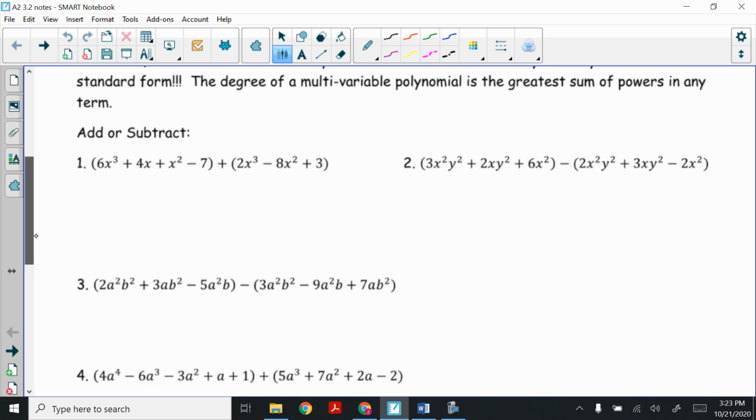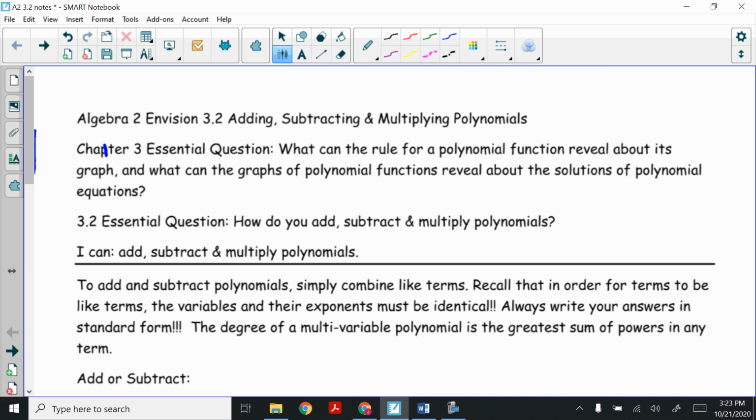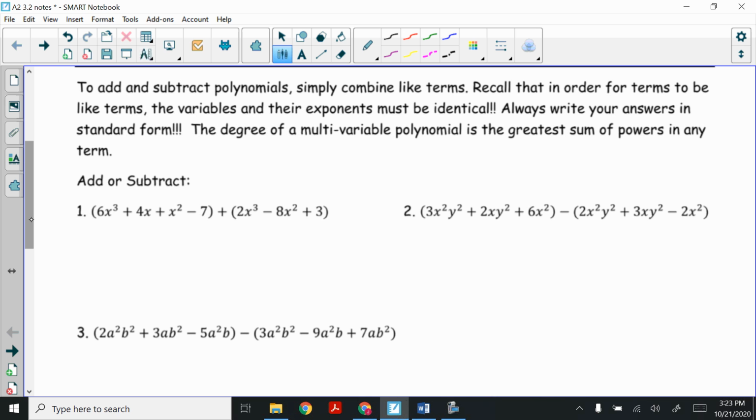So 6x cubed plus 4x plus x squared minus 7 plus 2x cubed minus 8x squared plus 3. So I combine like terms. So x cubes with other x cubes, so this with this. Okay, x squareds and x squareds. X's, that's the only x I have, constants and constants.